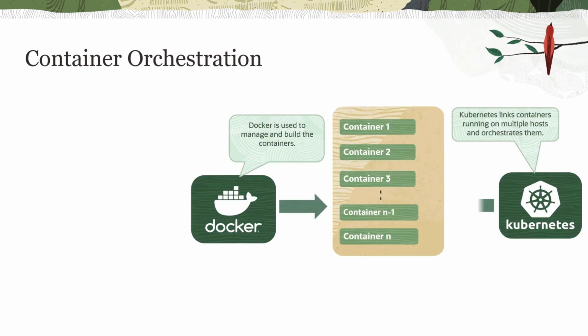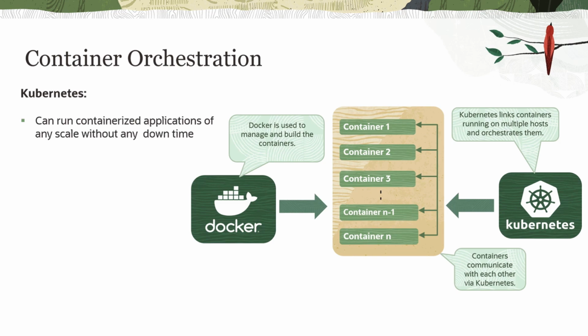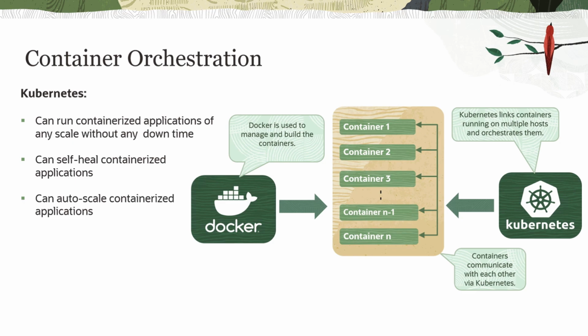So in a nutshell, Kubernetes can containerize applications of any scale without any downtime. Kubernetes can self-heal containerized applications, making them resilient to unexpected failures. Kubernetes can auto-scale containerized applications as per the workload and ensure optimal utilization of cloud resources. Kubernetes also greatly simplifies the process of deployment operations. With Kubernetes, however complex an operation is, it could be performed reliably by executing a couple of commands at the most.